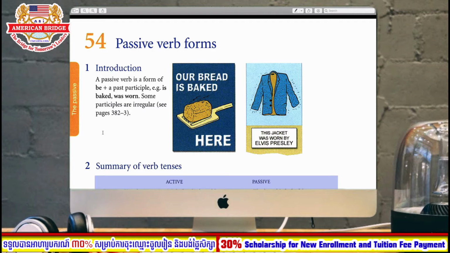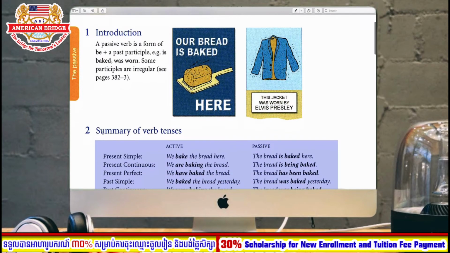So the general form of passive verb is the to be verb. It can be in the present tense, or be in the past tense, or be in the perfect tense, plus a past participle, which is verb 3. So this structure is generally known as the passive verb form.